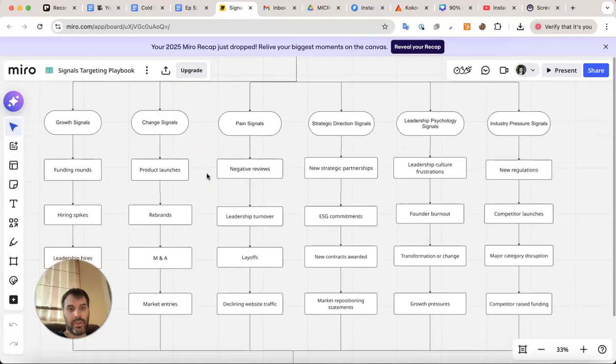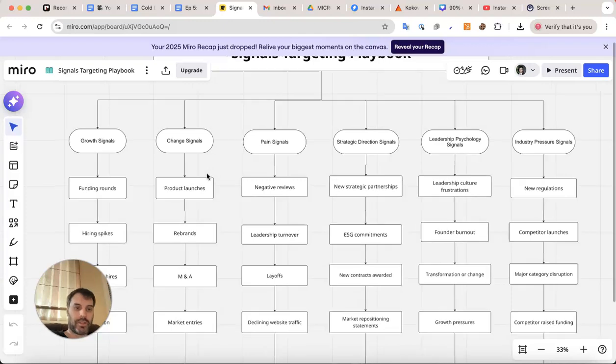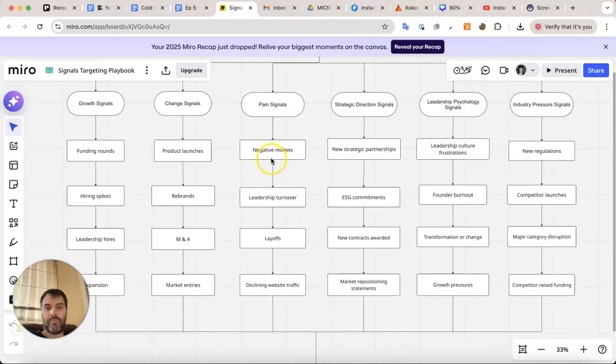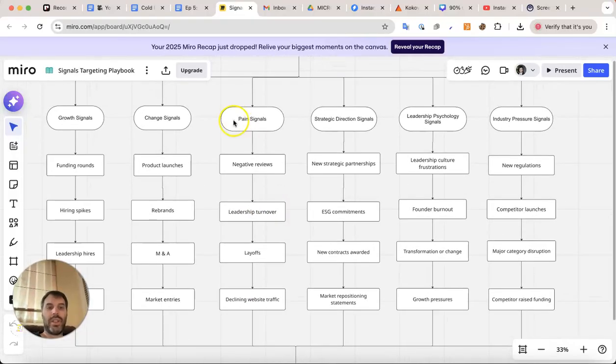Pain signals, this is a really good one. Again, as I've already mentioned, it depends purely on what you're offering how you're going to be able to use these, because some are going to be more applicable than others depending on your business. Pain signals are stuff like negative reviews, leadership turnover, layoffs, declining website traffic. So if you're an SEO agency and you see someone's website traffic has plateaued for a long time, stuff like that, they're all indicators of a pain.